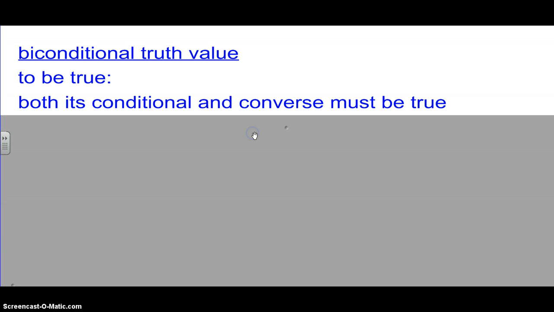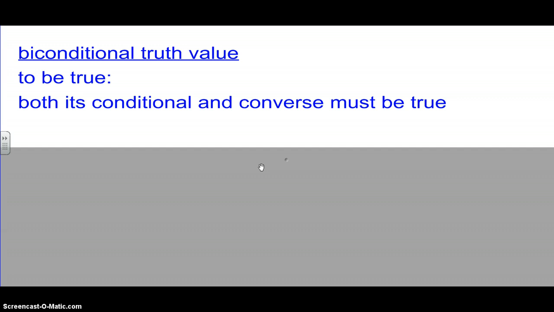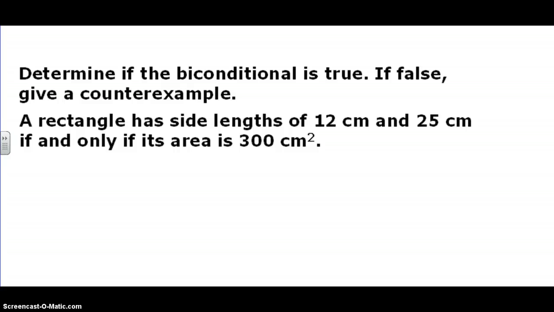Awesome. All right, so let's talk about the truth value of a biconditional statement. This is kind of interesting. To be true, a biconditional, I'm sure you are guessing here, or you logically are thinking, both the conditional and its converse must be true. So for a biconditional to be true, both the conditional and the converse must be true. Okay, so we're going to determine if the biconditional is true. If false, give a counterexample.